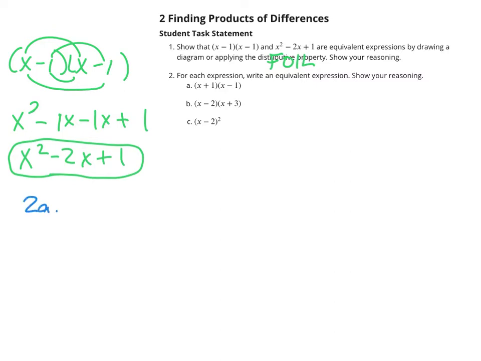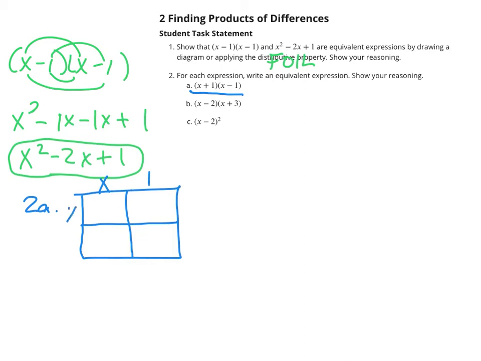If I look through this next one, for each expression, write an equivalent expression. Show your reasoning. So I'm going to FOIL these. Actually, with this one, I'm going to set up the rectangles. Again, it doesn't matter to me which one you do. And I just want to show you this is the first time we've had some negatives.